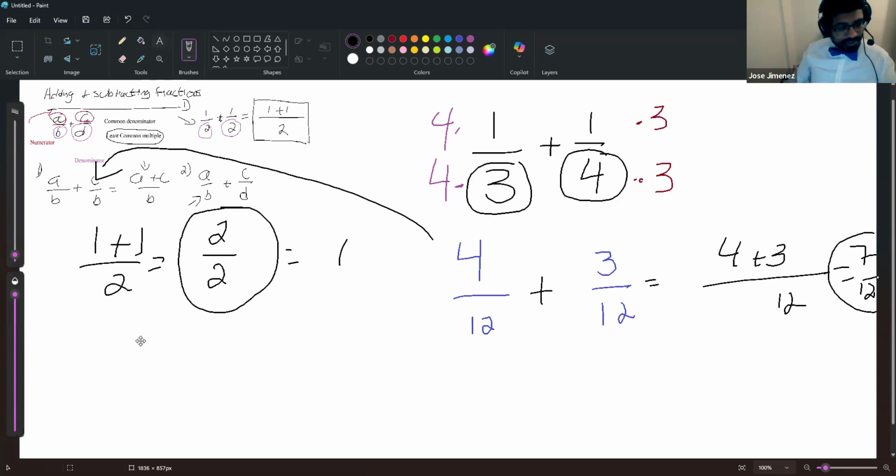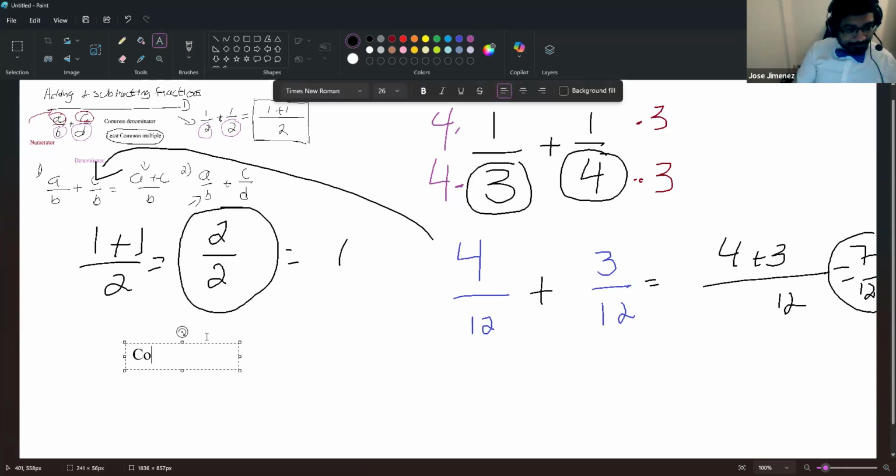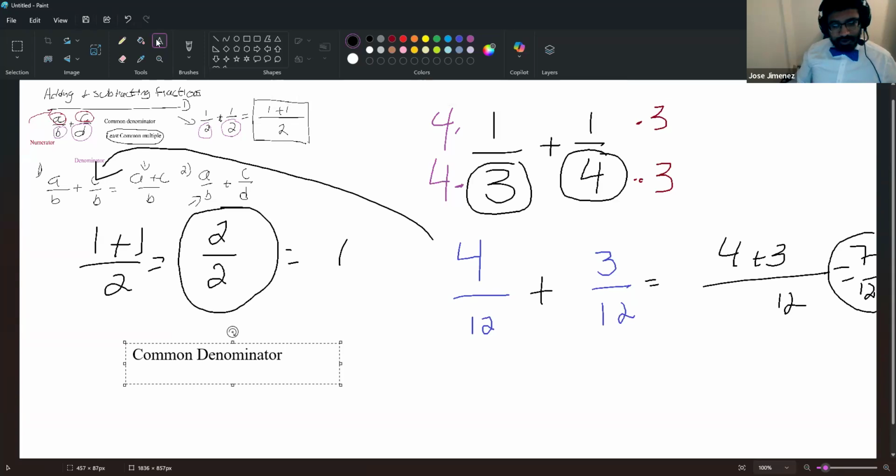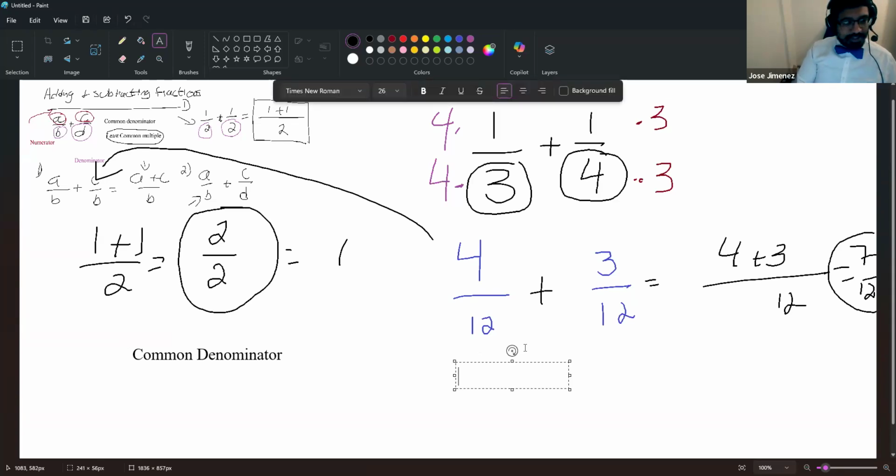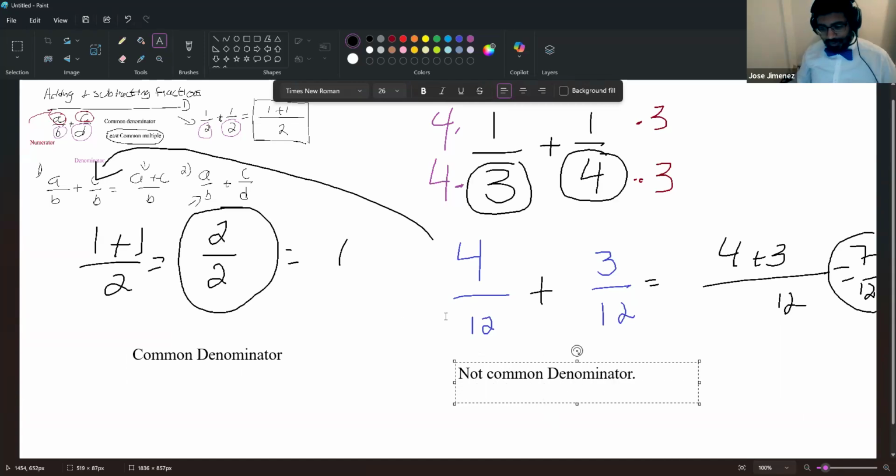So what we can see is common denominator. And over here, we're going to see it's a non-common or not common denominator. But the not common denominator ends up becoming the common denominator after we do it. So it's just an extra small step that we need to do.